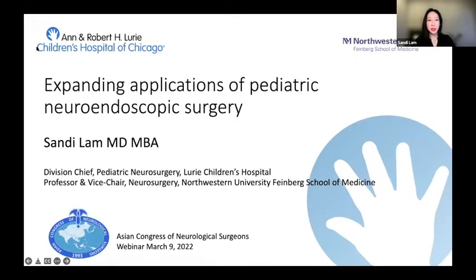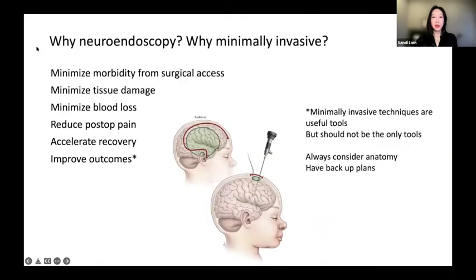So I'm going to talk about expanding applications of endoscopic surgery in pediatric neurosurgery. It's going to be a little bit of a tour around really expanding the approaches and the uses of neuroendoscopy. But we have to start with why, right? It's really using a tool that's within our toolbox. And we have a certain set of skills, but it doesn't mean that just because we have the tool, we should use it for everything, right? We should consider the approach and always consider what's best for the patient.